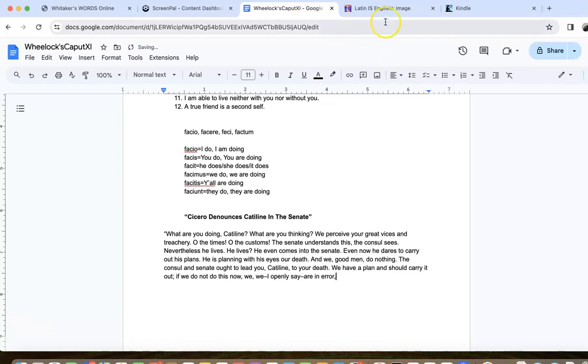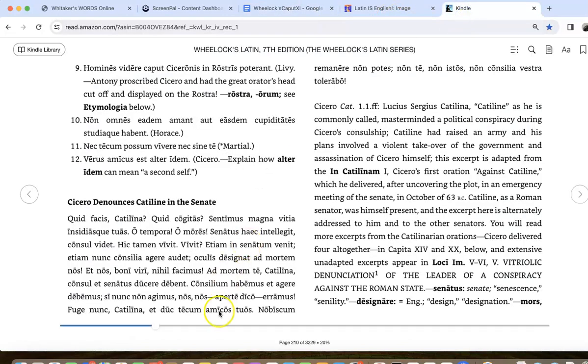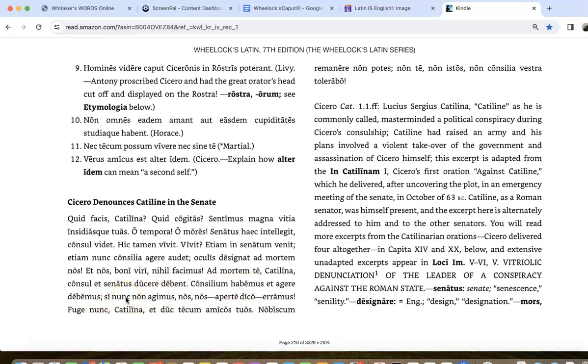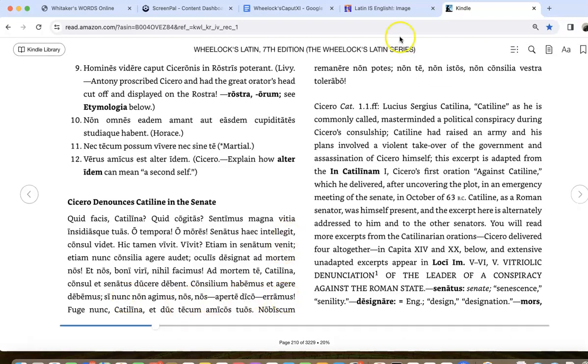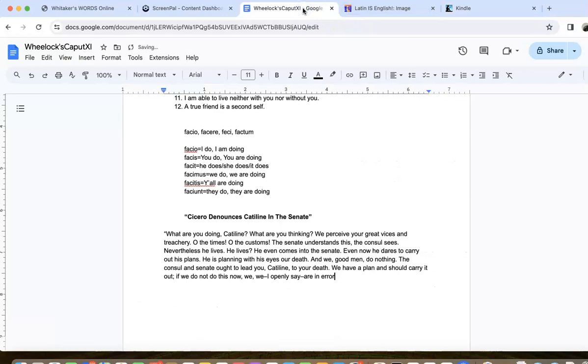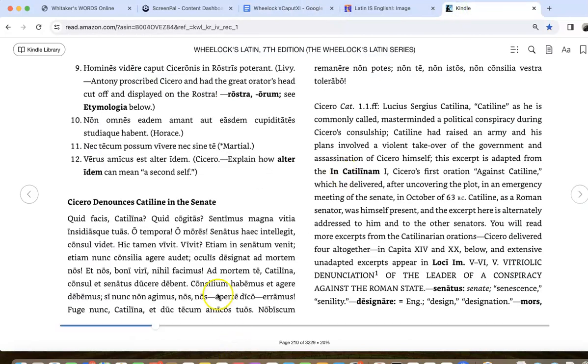So let's go back and take a look at this again. So we have a plan and we ought to carry it out. If we do not carry the plan out now, we, I openly say, are wrong, are in error. Let's change that punctuation there. As always, you might be able to manipulate the word order a little bit, but hopefully you see how that works.